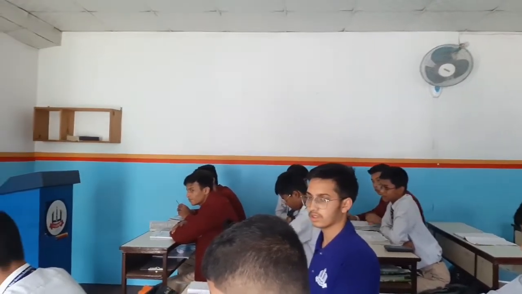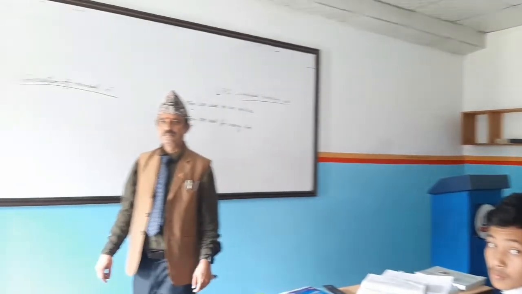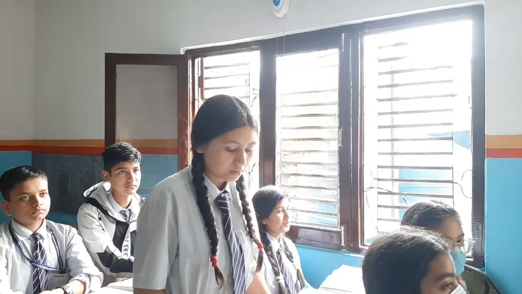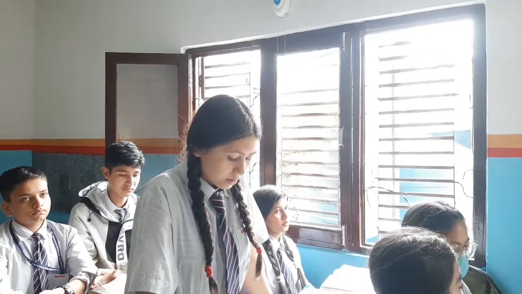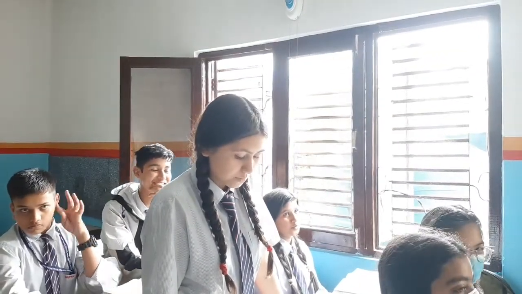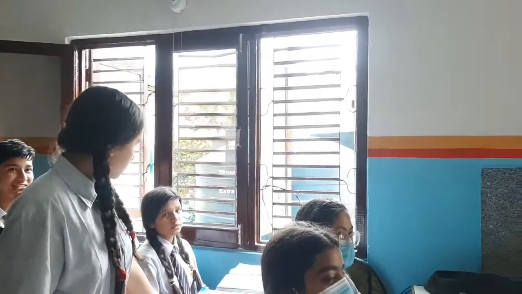Next question. Prajaswi asked a question: which is the metal having electronic configuration 1s2, 2s2, 2p6, 3s2, 3p6, 3d10, 4s2, 4p6, 4d10, 5s1? I'll write it here, then it will be easy. Then write any two applications of this metal.